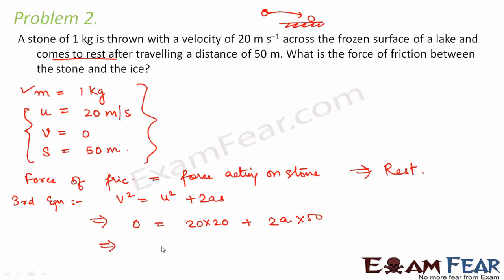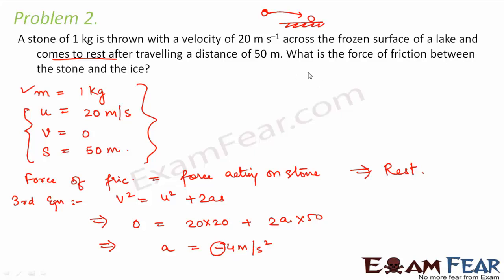So this implies that acceleration is equal to minus 4 meter per second square. What does this negative sign show? It shows that the body is retarding. That is, the velocity of the body is gradually decreasing. Right? So this is my acceleration.